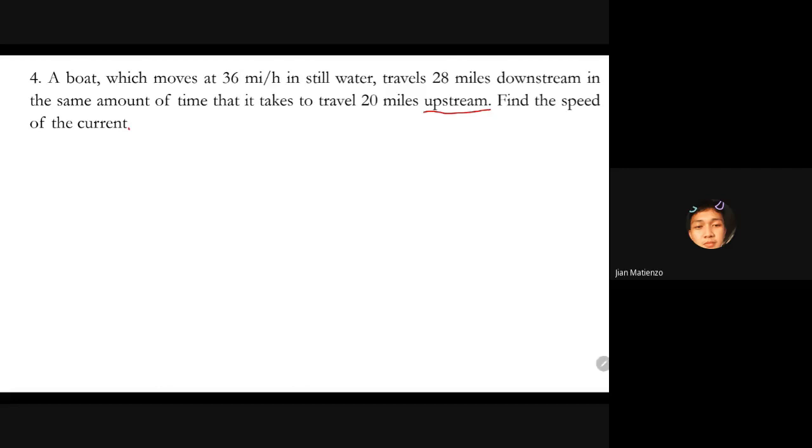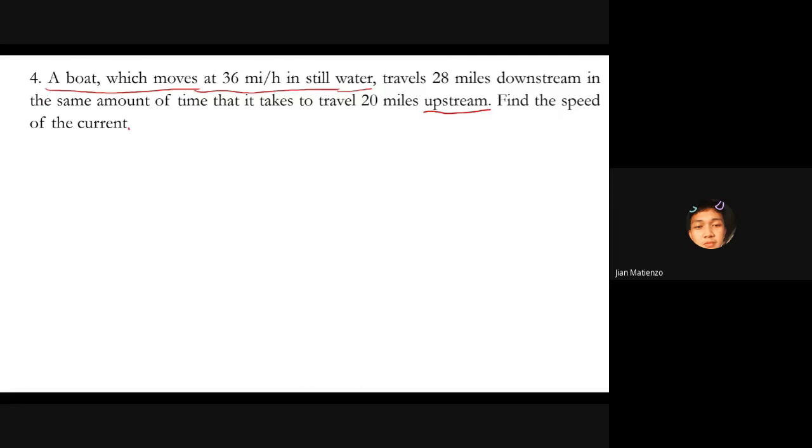So pag sinabing still water, yung first sentence, a boat which moved at 36 miles per hour in still water. Pag sinabing still water, ito yung tubig na naka-steady. Imagine natin naglagay ka ngayon ng boat sa isang tubig na hindi gumagalaw, still water. Ang rate ng boat ay 36 miles per hour. Kayang makatakbo noong boat ng 36 miles per hour. Kapag downstream ang kanyang tatakbuhin, 28 miles ngayon yung tatakbuhin niya. Pero kapag upstream, 20 miles lang kasi sinasalubong niya ngayon yung agos ng tubig.